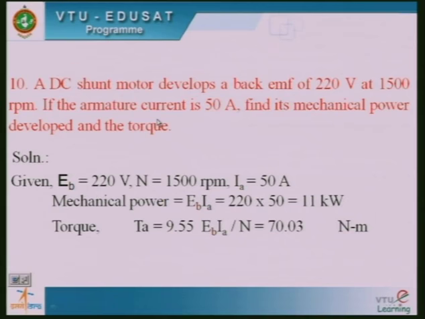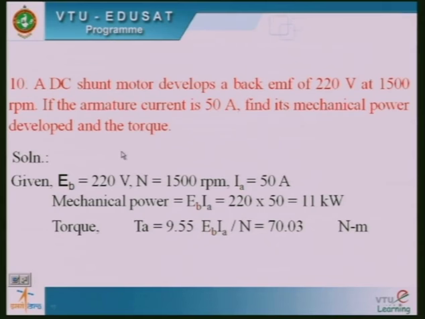Now in this problem, it is mentioned that a DC motor develops a back EMF. Back EMF is directly given. Don't get confused with the supply voltage and back EMF. Back EMF EB is given, it is 220 volt at 1500 RPM. If the armature current is 50 ampere, find its mechanical power developed and the torque.